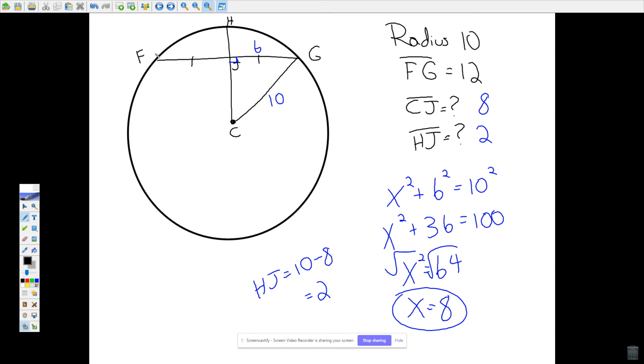Once again, this chord length was 12. It was bisected so that this side length became 6. The radius was 10. We were asked to find the length of CJ. We did the Pythagorean theorem, just over here. Took the square root. We got x equals 8. So the answer for CJ is 8.